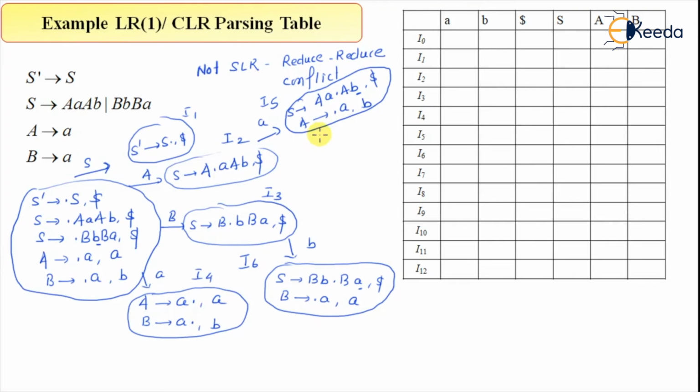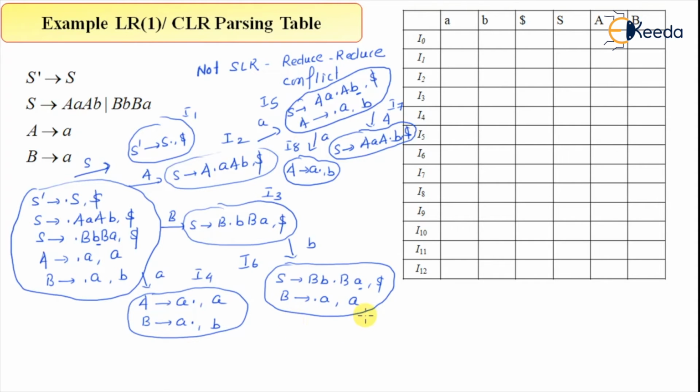Now here on input capital A, this will become S derives Aa dot b and followed by dollar, and we'll call it as I7. And on input small a, again no superset, A derives a dot followed by b, and I call this state as I8.